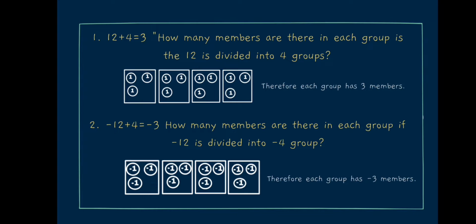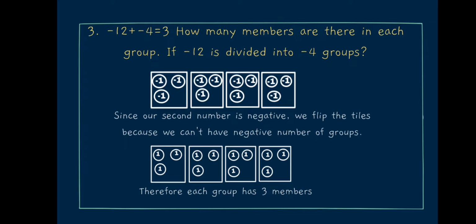The second example, negative 12 divided by 4 is equal to negative 3. How many members are there in each group if negative 12 is divided into 4 groups? Therefore, each group has negative 3 members, because in 4 groups, negative 3 plus negative 3 plus negative 3 plus negative 3 is equal to negative 12.